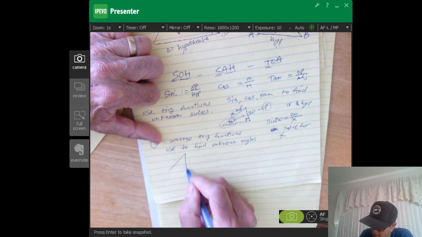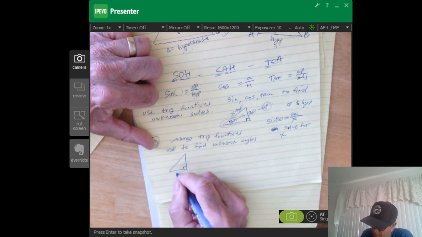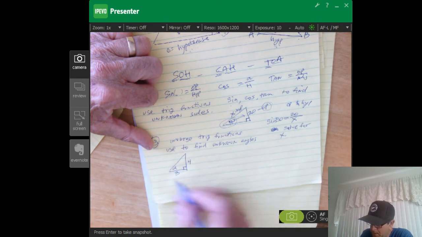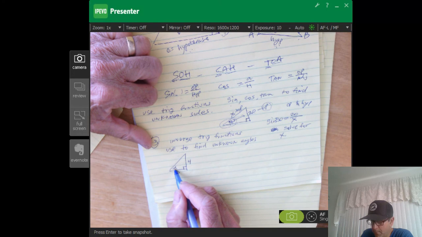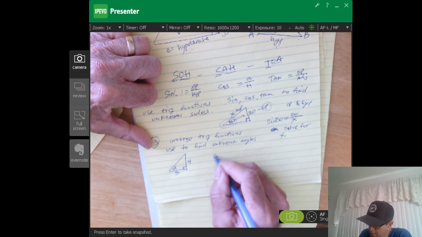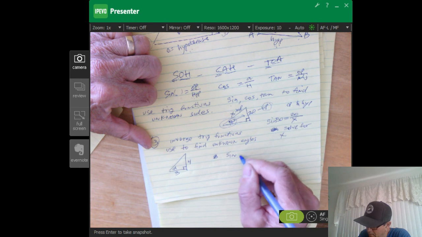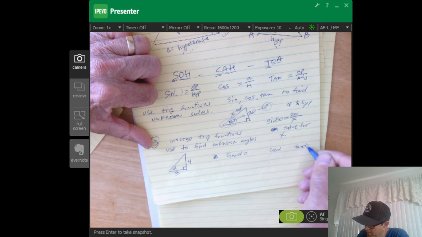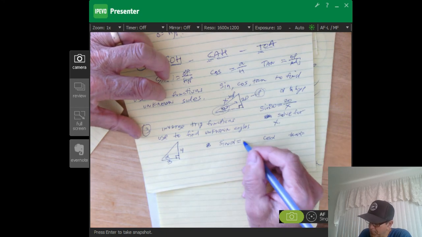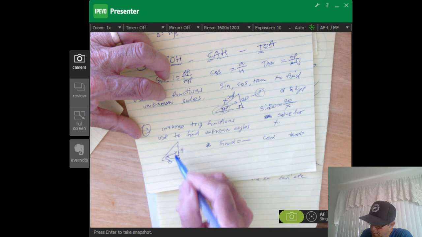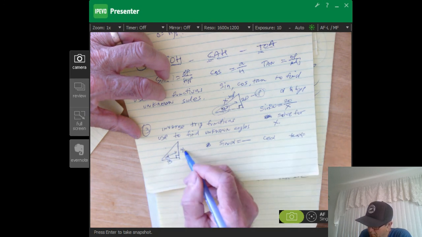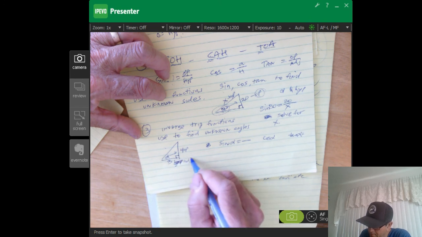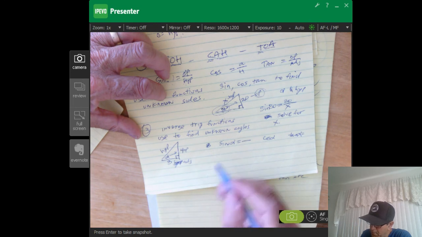So for instance, let's say we have a triangle that looks something like this, 3, 4, alpha, and we're trying to find this angle alpha. Okay. So we have to decide, is that going to be sine of alpha, cosine of alpha, or tangent of alpha? Now, the sine of alpha would be the opposite over the hypotenuse. So this is our opposite, this is our adjacent, and this is our hypotenuse.